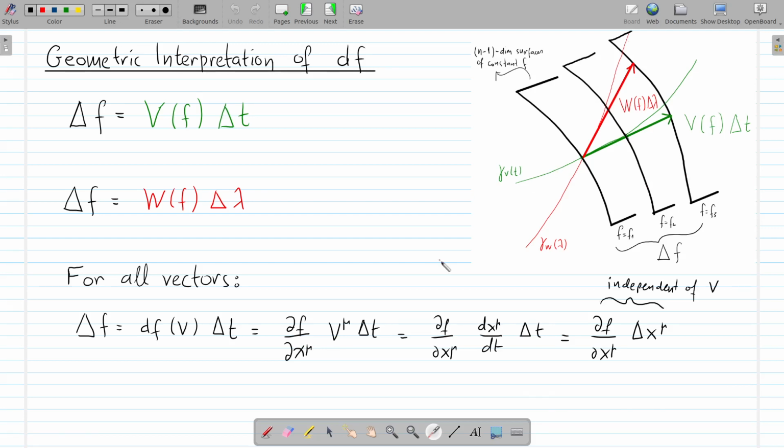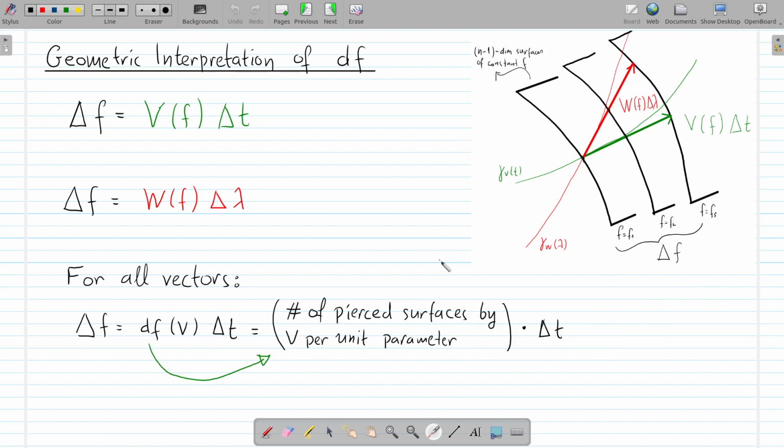So the picture that we obtain is that the value of df acting on v is proportional to the number of the surfaces that are pierced by v per unit parameter.